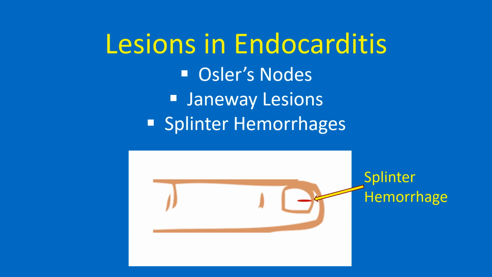Osler's nodes are tender reddish spots on the distal aspects of the fingers and toes, noted in infective endocarditis. Janeway lesions are non-tender erythematous patches on the palms and soles, seen in infective endocarditis. Splinter hemorrhages are linear streaks in the nail bed, typically seen in infective endocarditis, though it can also occur with trauma.